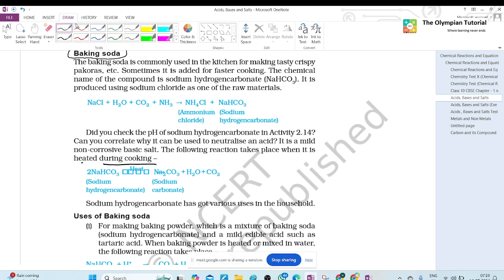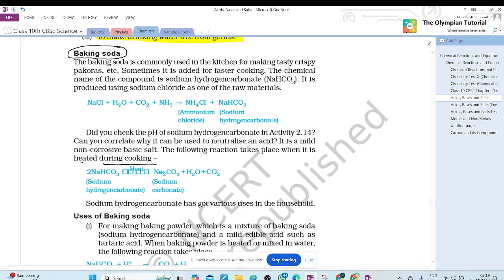Okay, let's go. Look, now we will study about the topic baking soda. Baking soda is commonly used in the kitchen for making tasty, crispy pakoras, etc. Sometimes it is added for faster cooking, it makes cooking faster. The chemical name of the compound is sodium hydrogen carbonate. Students, it is baking soda.